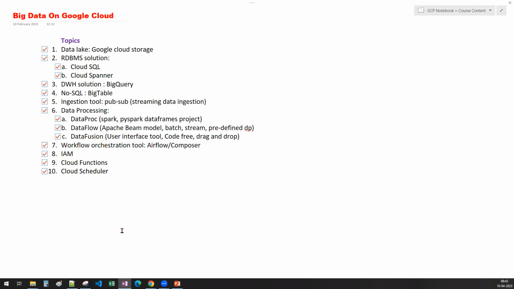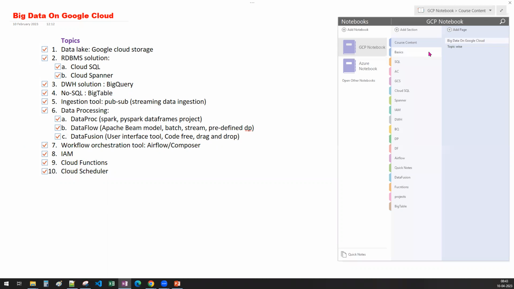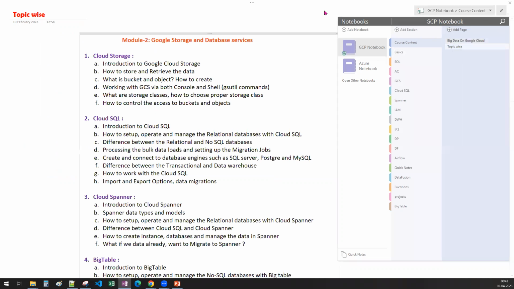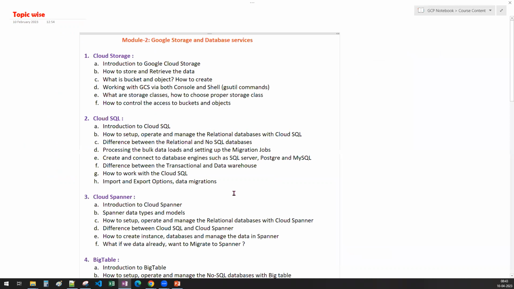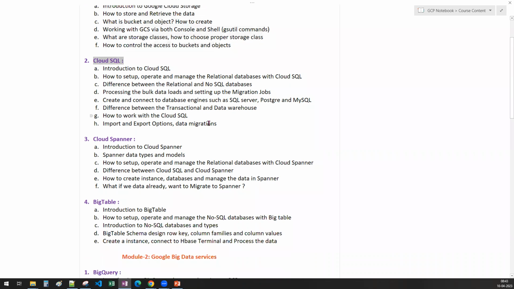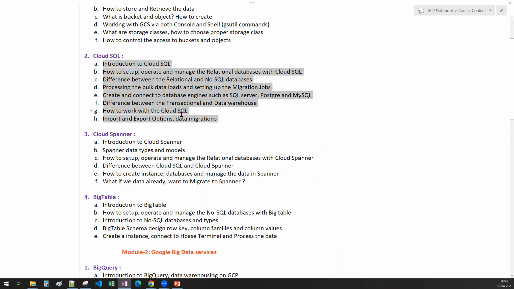Okay, so these are all the topics that we are going to discuss in our sessions, guys. If you want to see the course details topic-wise, you will be able to see them here. In Google Cloud Storage, these are the concepts that we are going to discuss. In Cloud SQL, these are the concepts that we are going to discuss.